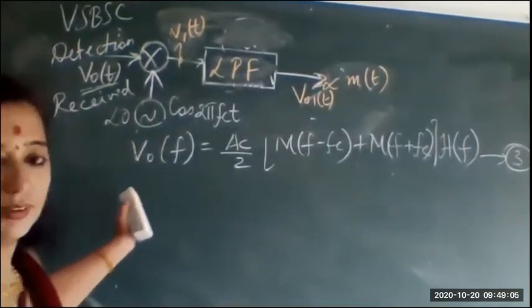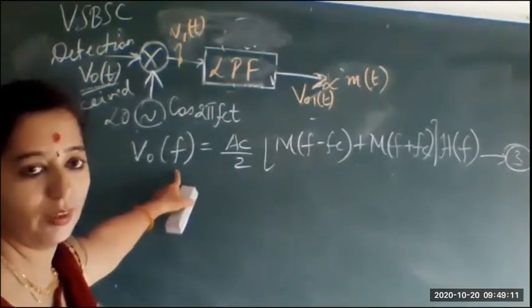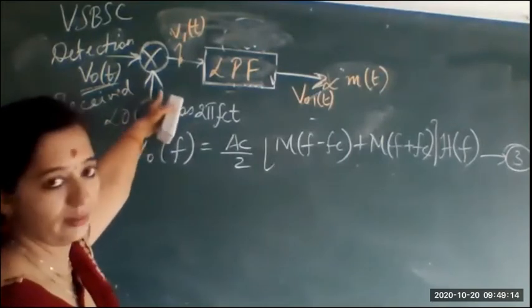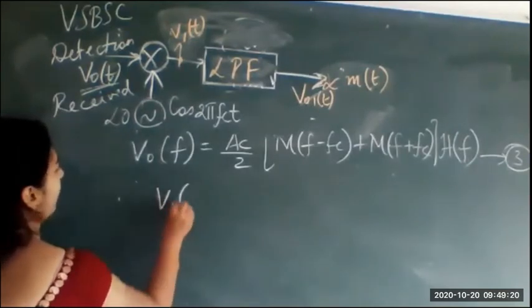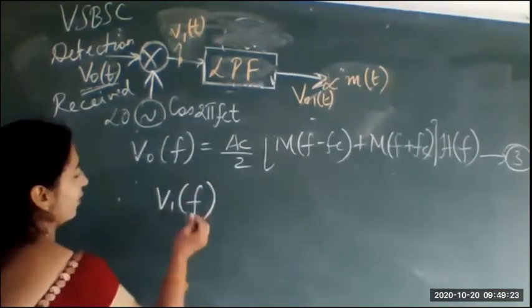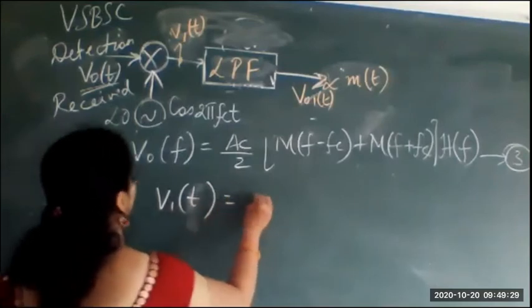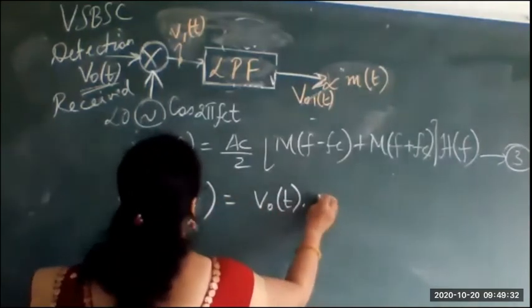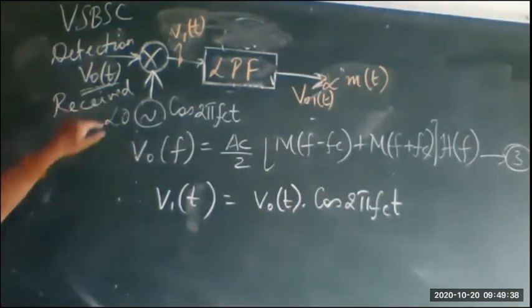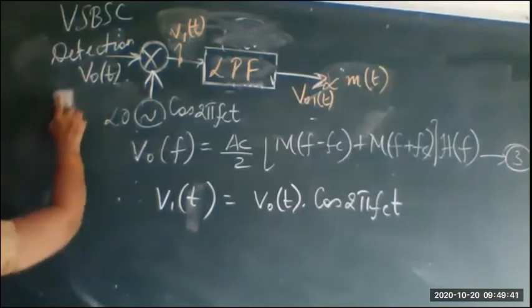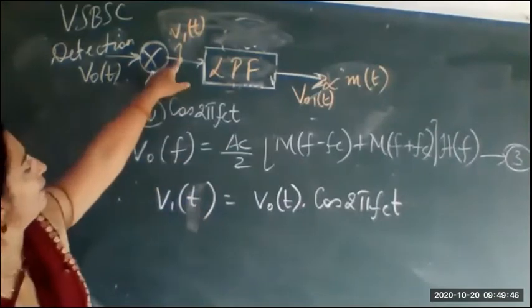Okay, sorry. So once you receive this signal, what should you do? You should multiply it with the locally generated cosine. Therefore, V1 of t will be V0 of t into cos 2 pi fc t. So V0 of t is the received signal here. V0 of t multiplied with cos 2 pi fc t, you are going to get V1 of t.